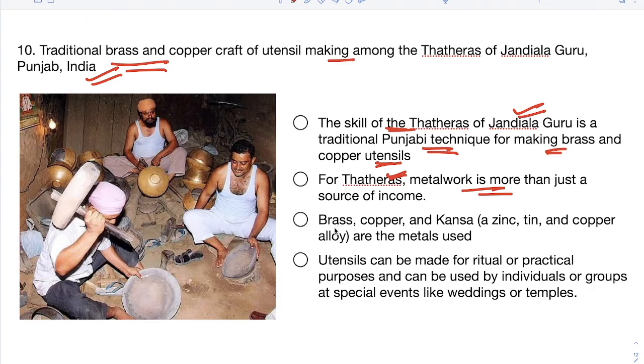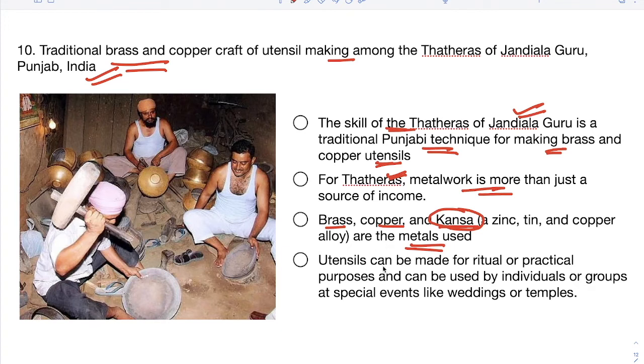And here one more important thing is brass, copper and kansa. Kansa means a zinc, tin and copper alloy. That is an alloy of all these metals. Please remember, you may get a question like this: brass and copper are the only metals used in the making of utensils in the traditional brass and copper craft of Punjab. No, here one more thing is kansa.